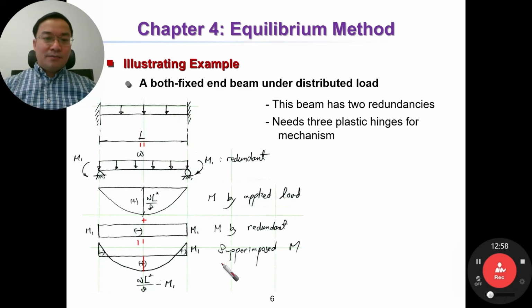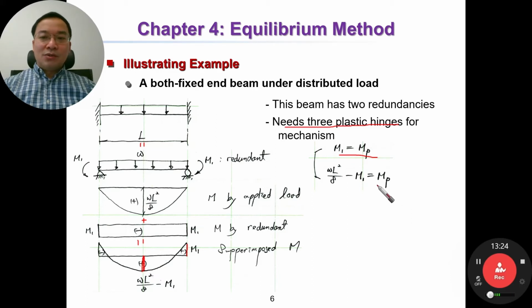So for plastic analysis and design, because we need three plastic hinges for the mechanism, the moment M1 here should be equal to Mp, and the maximum moment at the middle of the beam should be equal to Mp too. So this one equals Mp and this one equals Mp.